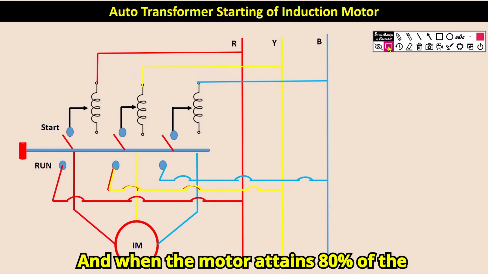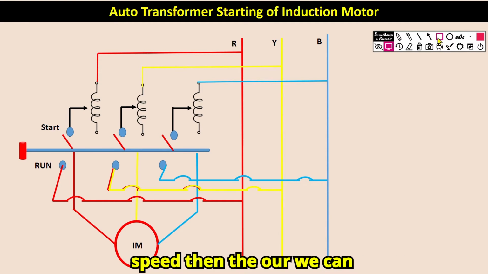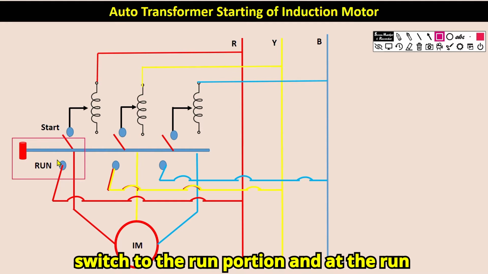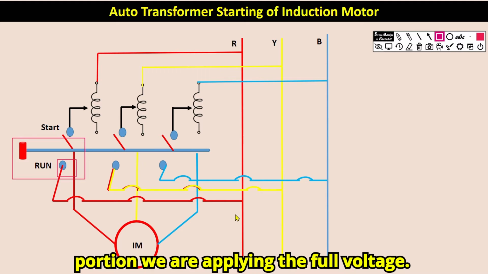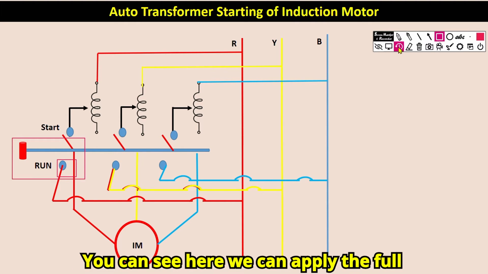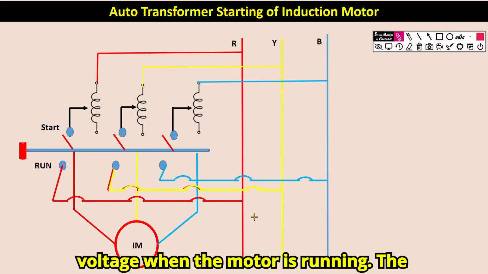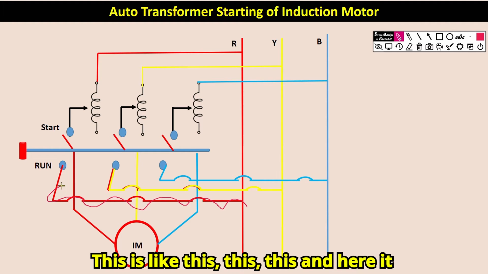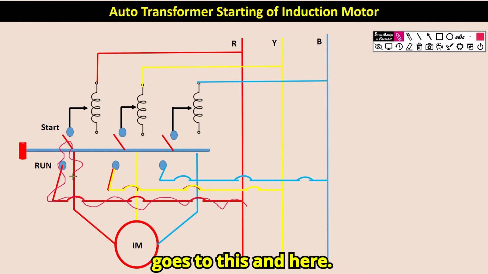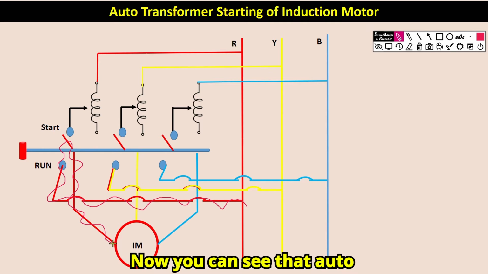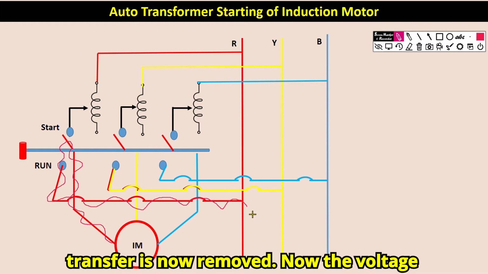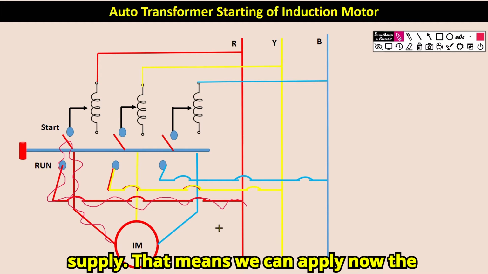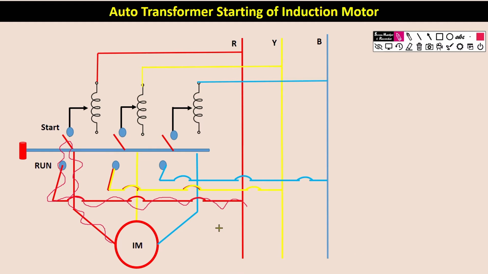Okay, and when the motor attains 80% of the speed, then we can change this switch to the run position, and at the run position we are applying the full voltage. You can see here we can apply the full voltage when the motor is running. Then the path of the voltage will be like this. This is like this, and here it goes to this and here. Now you can see the auto transformer is removed. Now the voltage is directly applied from the supply. That means we can now apply the full voltage.